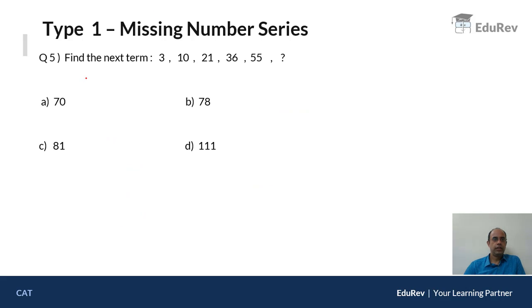Let us move to the next question. 3, 10, 21, 36, 55. Now, are we able to observe something?